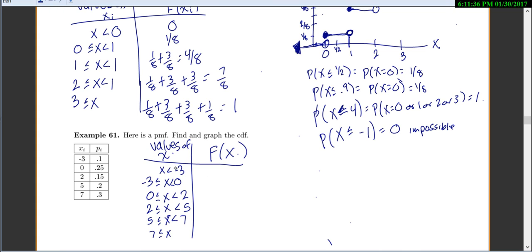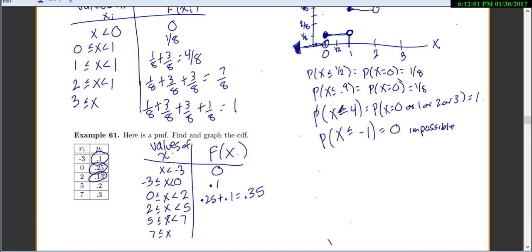So your first one, less than your first number, will always be 0 because you don't have any probability yet. And then you just go through and put in each probability. So my next one, at -3, I get a probability of 0.1. And then at 0, what is your probability? You have 0.25, but also put everything up above. So 0.25 plus 0.1 is 0.35.